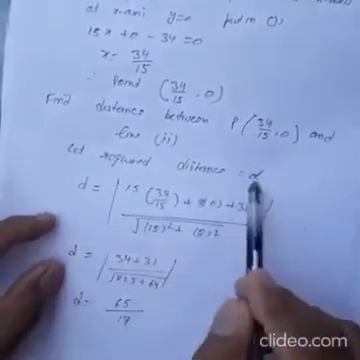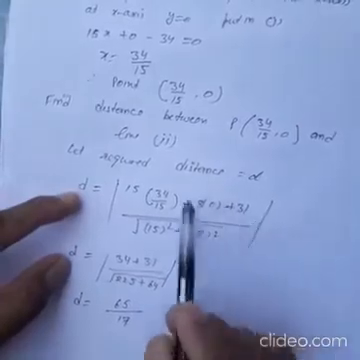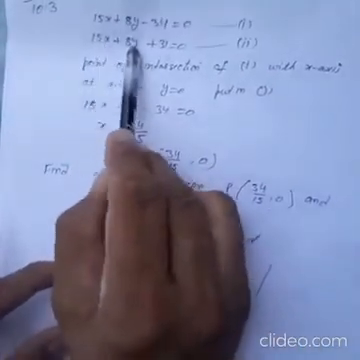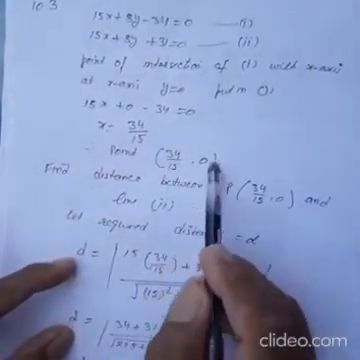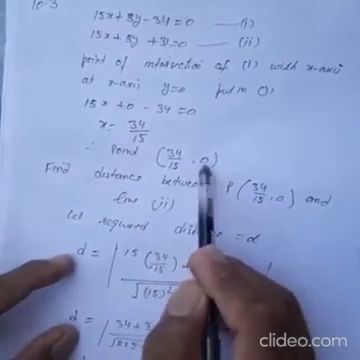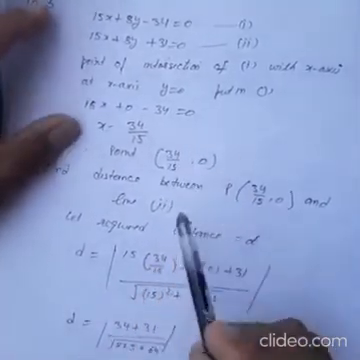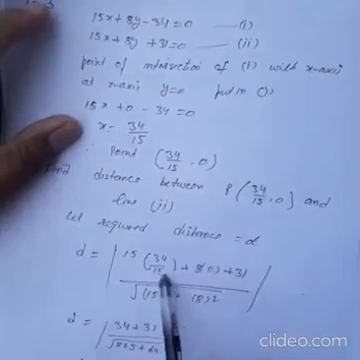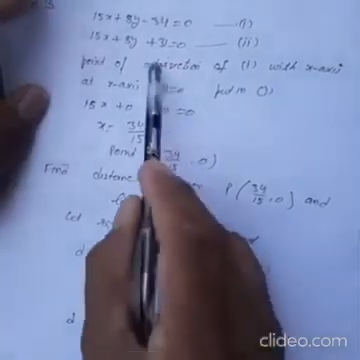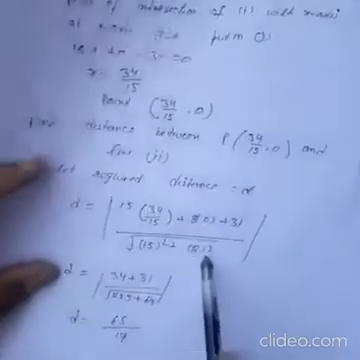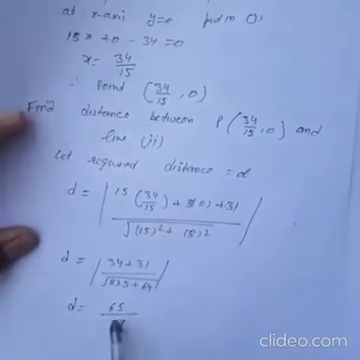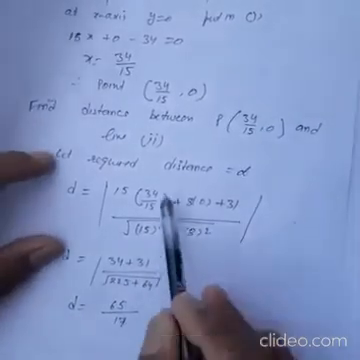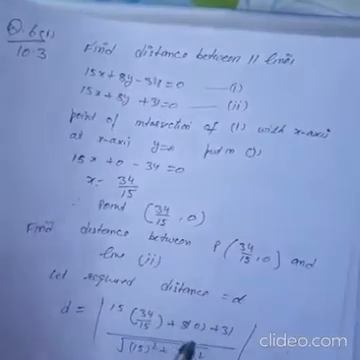So let the required distance be d. So d is equal to mod of 15 into, you put the values of x and y in the second equation, this is the x coordinate value of x, this is the y coordinate value of y. So 15 into 34 by 15 plus 8 into 0 plus 31, divided by the square root of the coefficient of x squared plus the coefficient of y squared, these are 15 and 8 respectively, and after simplification you will find 65 upon 17. So this is the method to find the distance between parallel lines.